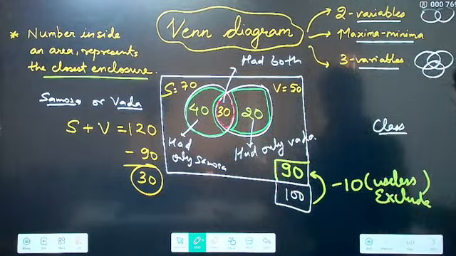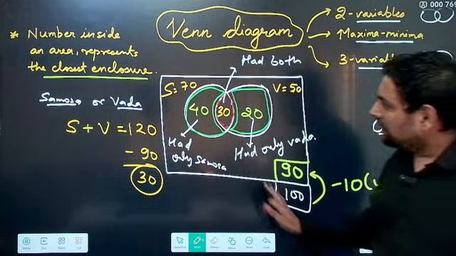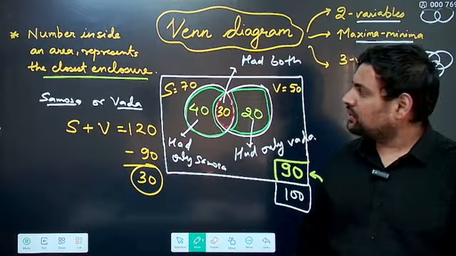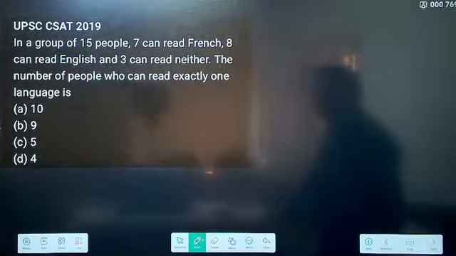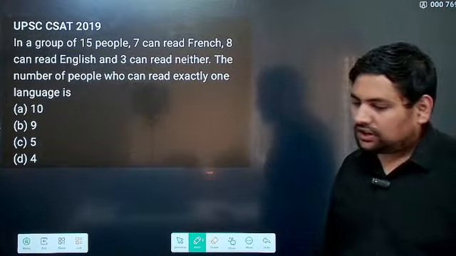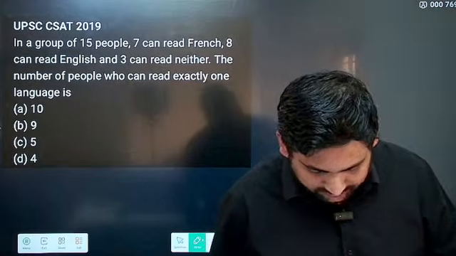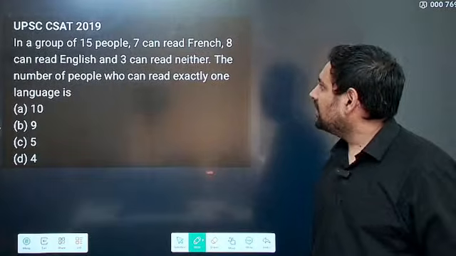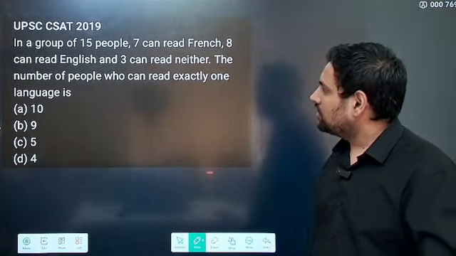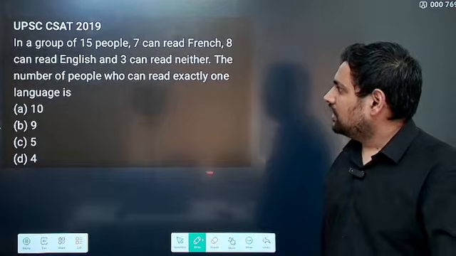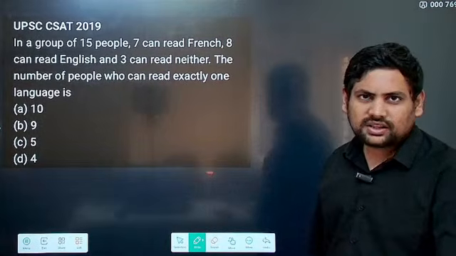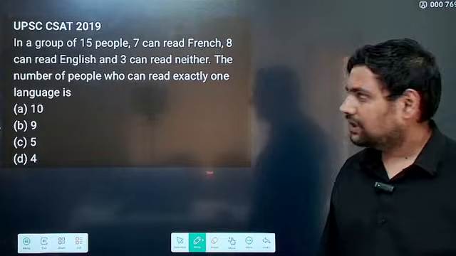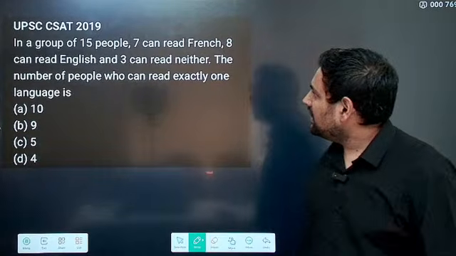This is how you do this. If you understand this, you can do some questions from PYQs by just this basic logic. Let's get started. Now, this is the question. In a group of 15 people, 7 can read French, 8 can read English, 3 can read neither. The number of people who can read exactly one language is. This is the question.